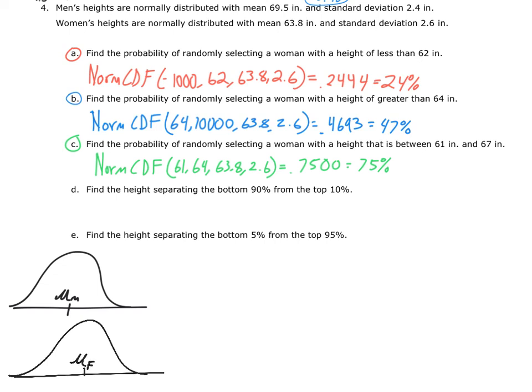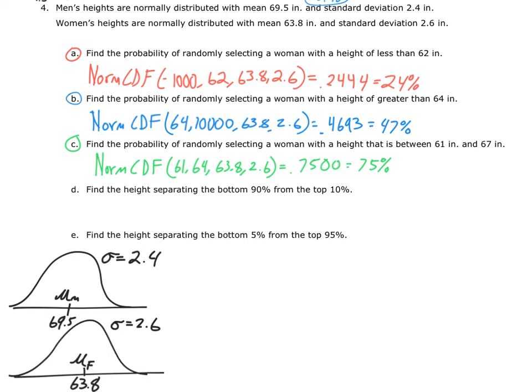The value for the males is going to be 69.5, and then the value for the females is 63.8. Standard deviation is 2.6, and standard deviation for the male is 2.4, I believe.